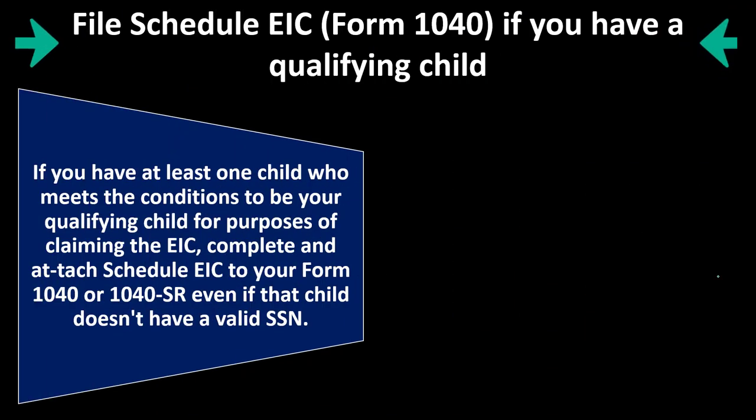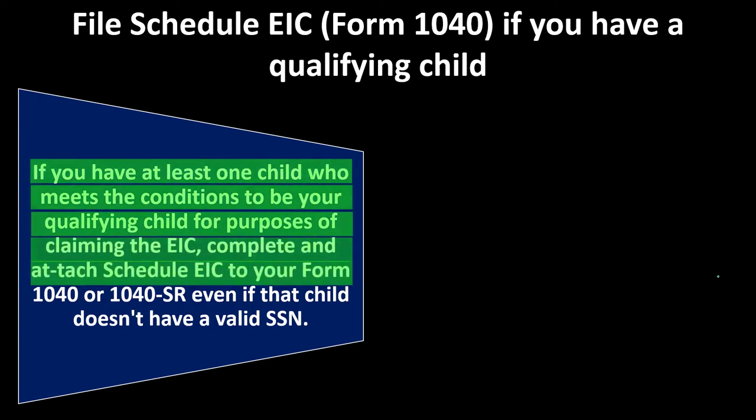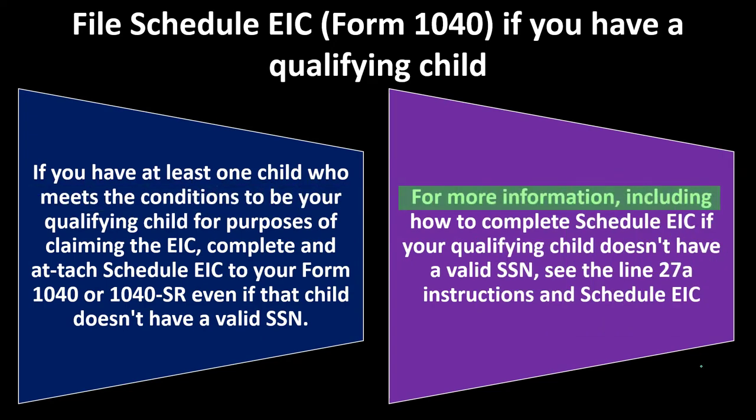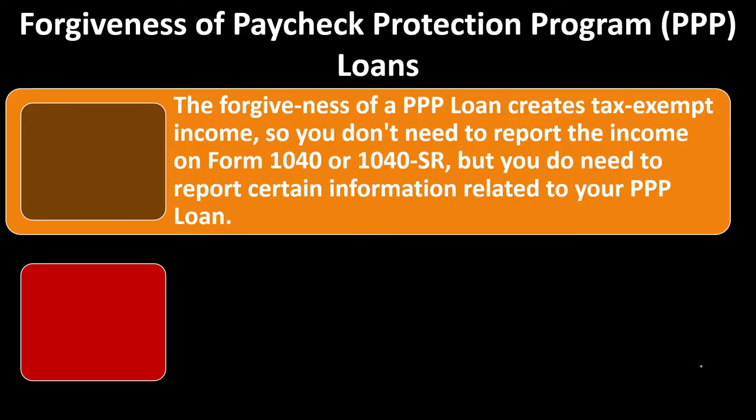File Schedule EIC with Form 1040 if you have a qualifying child. If you have at least one child who meets the conditions to be your qualifying child for purposes of claiming the EIC, complete and attach Schedule EIC to your Form 1040 or 1040-SR, even if that child doesn't have a valid SSN, Social Security number. For more information, including how to complete Schedule EIC, Earned Income Credit, if your qualifying child doesn't have a valid SSN, see the line 27A instructions in Schedule EIC.